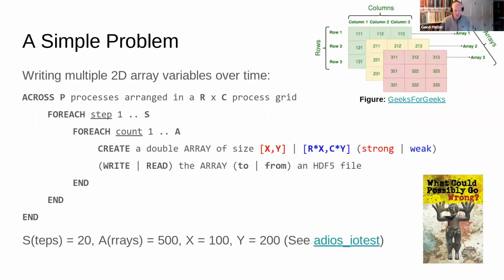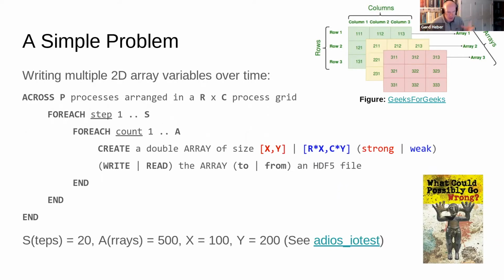Okay, simple problem. Let's assume, to have something specific in mind, you would like to write multiple 2D array variables in some kind of time sequenced fashion. I put up a little picture here. We are looking at two-dimensional arrays, rows by columns, and for each time step, we are just looking at a certain number of them.